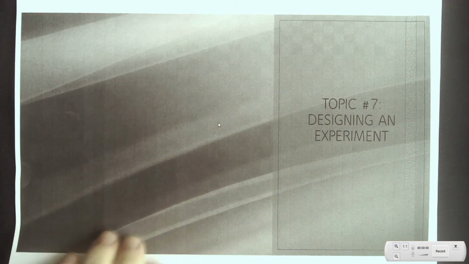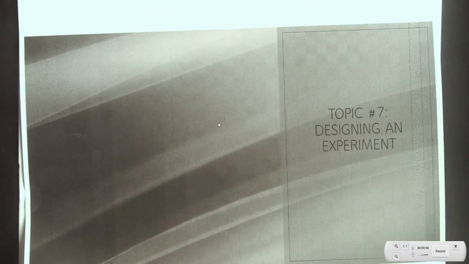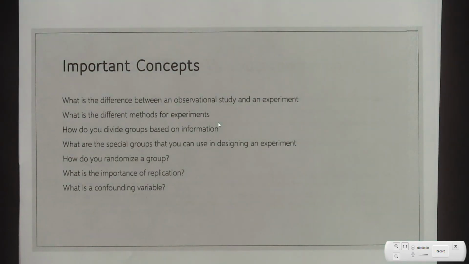All right, final lesson for my college class before their tests is on topic 7, designing an experiment. So, what we want to do is look at the difference between observational studies and experimentation. What are the different methods for experiments? How do you divide groups based on information? What are the special groups that you can use in designing an experiment? How to randomize your group? What's the importance of replication? And what is the confounding variable?